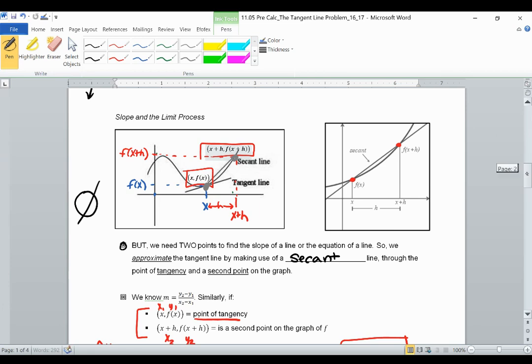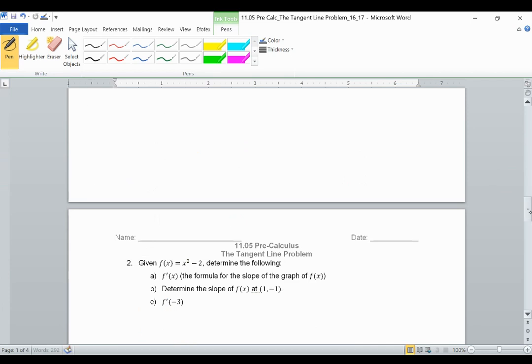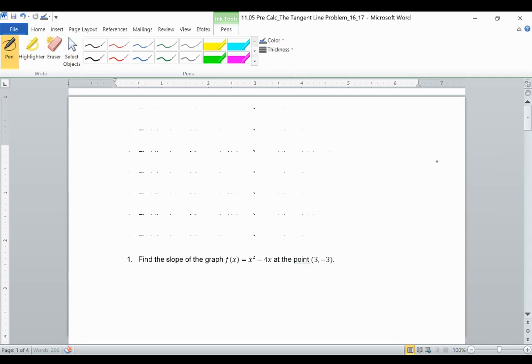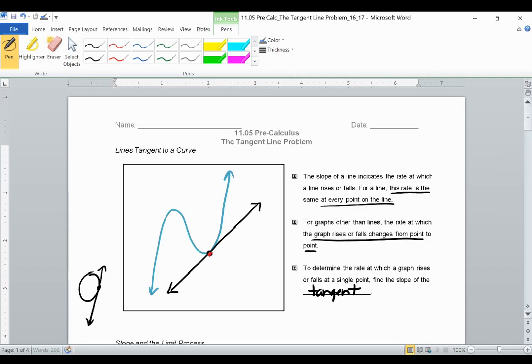So how does finding the slope of our secant line help us to find the slope of our tangent line? Well, here enters limits.